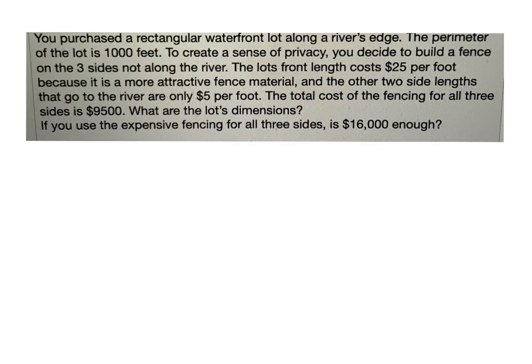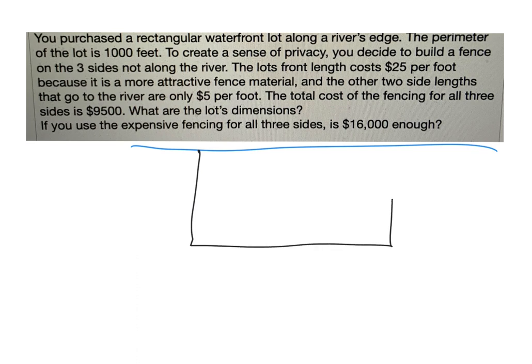And of course, we have to work our way into a nice, big, nasty looking word problem. You purchase a rectangular waterfront lot along a river's edge. Here's my river's edge. We're going to pretend it's a straight line. And the perimeter of the lot is 1,000 feet. So here's my rectangular lot. The perimeter is 1,000 feet. That means if I add up all the lengths, this length plus this length plus this length plus this length, it should equal 2x plus 2y equals 1,000 feet.